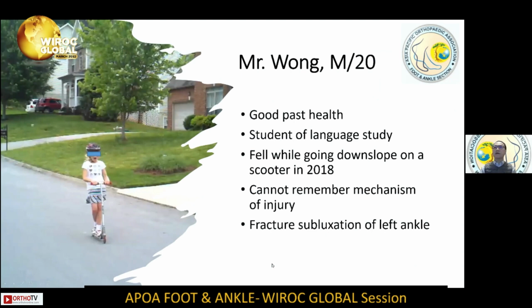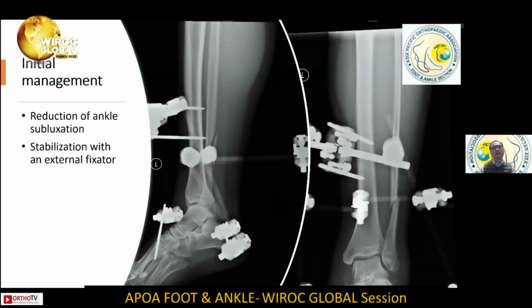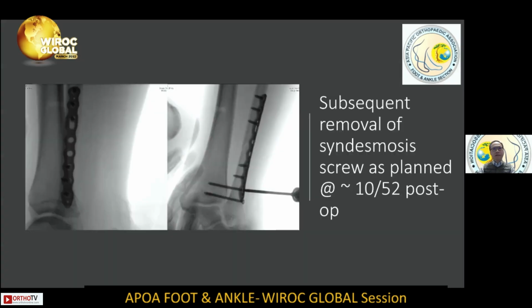He fell while going down a slope on a scooter in 2018 and sustained a fracture subluxation of the ankle. This is an injury film, and we see that there's a posterior type C fracture of the ankle with subluxation of the ankle joint. Our colleagues performed closed reduction and external fixation, and subsequently, the external fixation was converted to internal fixation with two syndesmosis screws for stabilization of the distal tibiofibular syndesmosis.